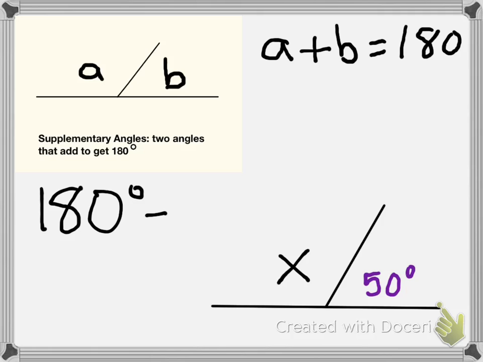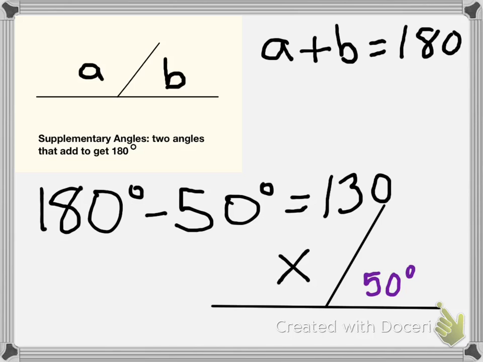We know one of the angle measurements is 50 degrees. If we subtract it, that's going to give us our missing angle. So we subtract 50 from 180, and that tells us that our missing angle must be 130 degrees. We can check our answer by adding those two, 130 and 50, and we get 180, so we have our supplementary angles.